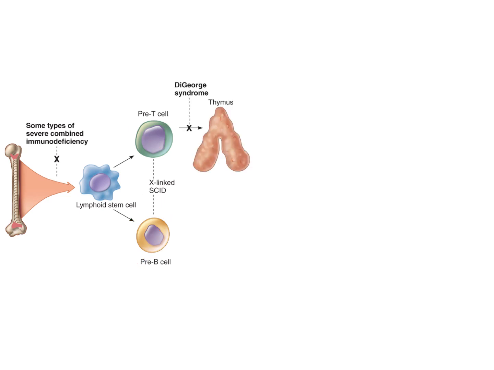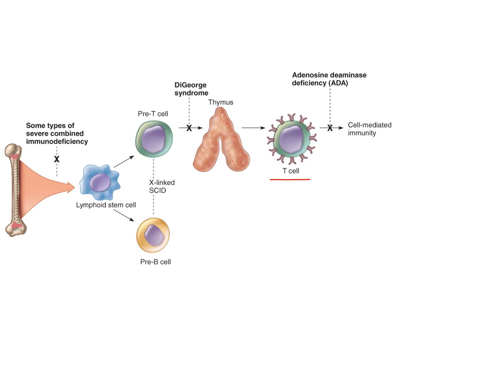Another type of immunodeficiency is DiGeorge syndrome. DiGeorge syndrome prevents the pre-T cells from migrating to the thymus, so they cannot undergo T cell education. They can't mature, so the individual ends up with no functional T cells. Another type is ADA, where the T cells mature, but they're unable to be activated, so you have no functional mature T cells.